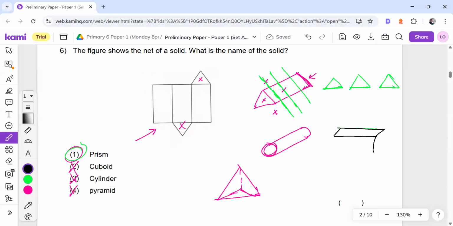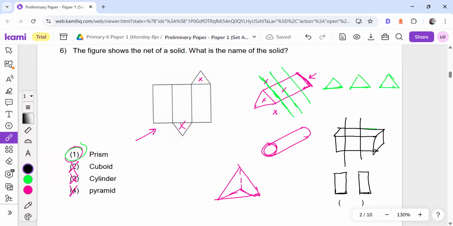Now, you look at this cuboid, and if you cut, what do you see inside? You will see a rectangular face. You cut again, you will see another similar rectangular face. So the cuboid is also called a prism. But is the pyramid a prism? Or let's look at the cylinder first.